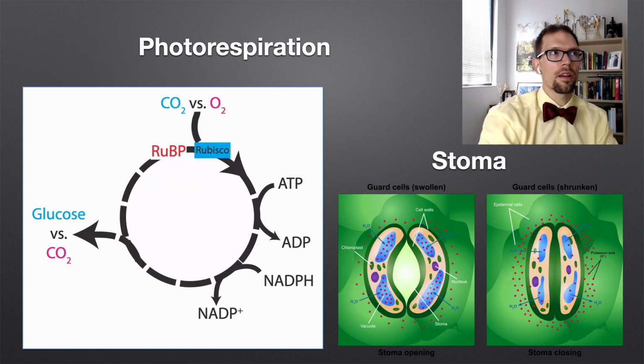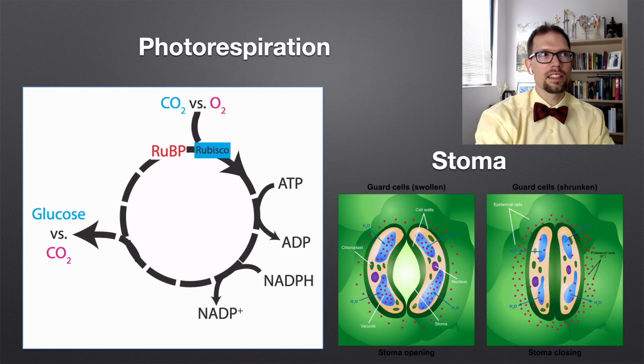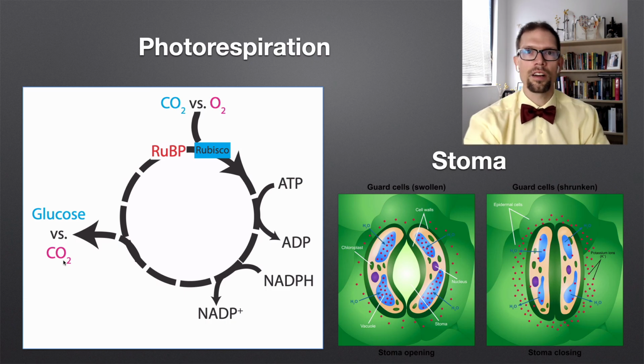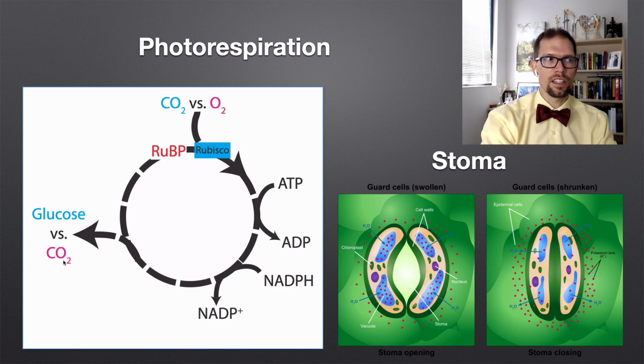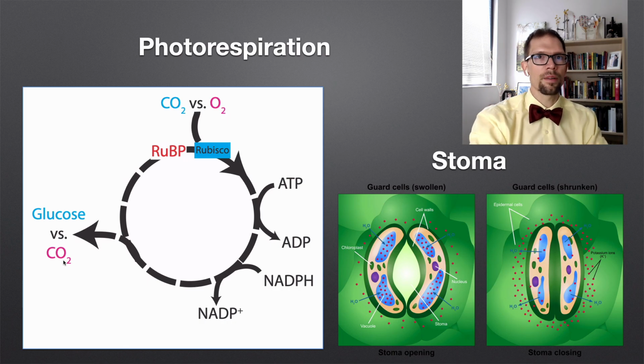What it can cause is something known as photorespiration. Rubisco, in addition to taking carbon dioxide and fixing it so that you can form glucose, can take oxygen and incorporate it so that you're actually releasing carbon dioxide instead of capturing it. So this is going to reduce the overall efficiency of photosynthesis.